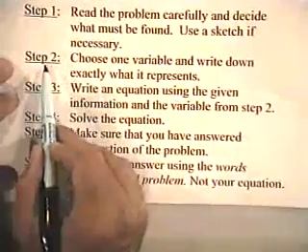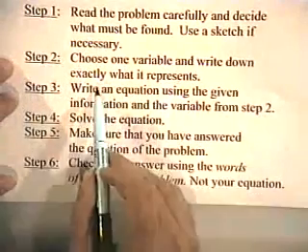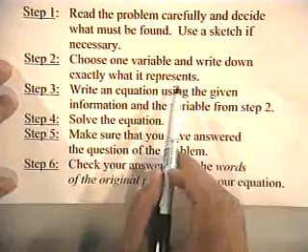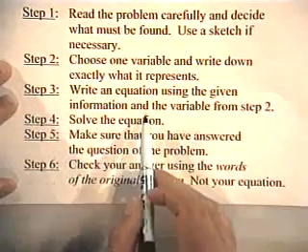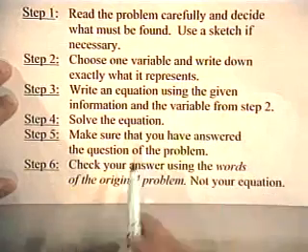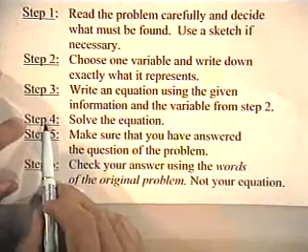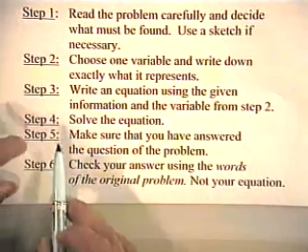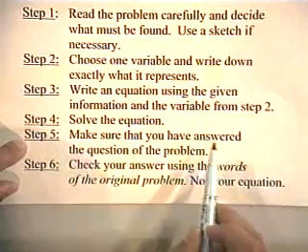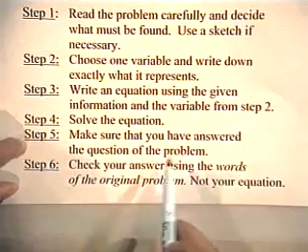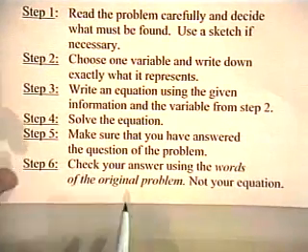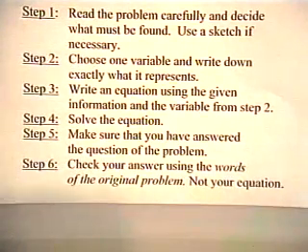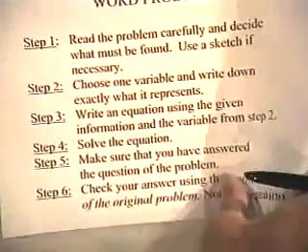Step 2, choose one variable and write down exactly what it represents. Step 3, write an equation using the given information and the variable from step 2. Step 4, solve the equation. Step 5, make sure that you have answered the question of the problem. And step 6, check your answer. Now, let's go back to the problem, and we'll refer to these 6 steps.